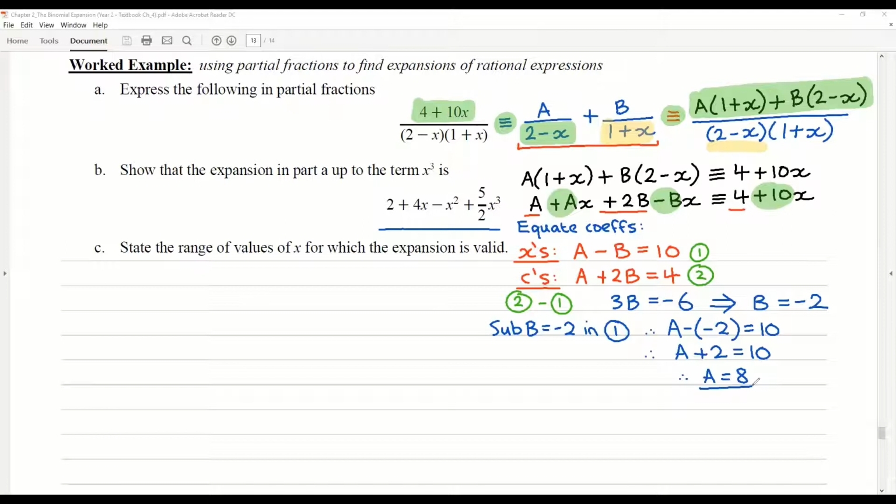So what I now know is that all of this is now the same as. Now, please, when you're doing this, make sure you get the letters the right way around. So it's A over 2 subtract x. So that's going to be 8 over 2 subtract x for the first partial fraction. And then we have negative 2 for B over here. Okay, so that's going to be subtract 2 over 1 plus x. Okay, so we have part A done.